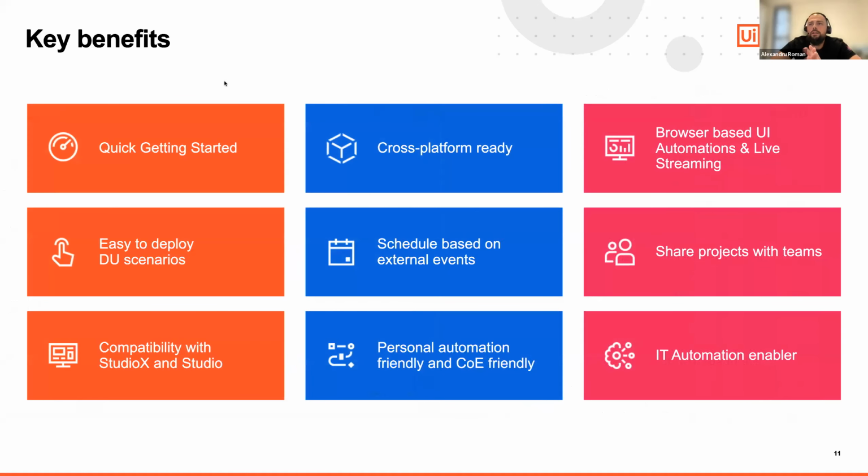So what are the key benefits? I will not go into detail on this slide, as I have previously discussed most of the benefits, but I would like to highlight that Studio Web can be used as the entry point for automating cross-platform projects using AI through document understanding, API automation, event triggers with integration service, and web UI using UI automation.